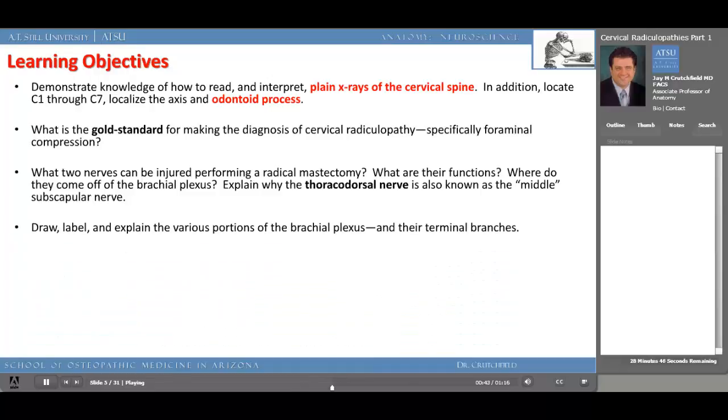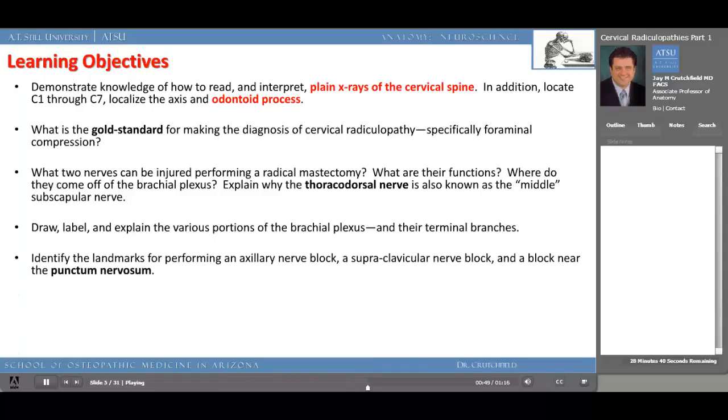Draw, label, and explain the various portions of the brachial plexus and their terminal branches. In addition, identify the landmarks for performing an axillary nerve block, a supraclavicular nerve block, and a block near the punctum nervosum. And define the relationship of the brachial plexus to the scalene muscles.